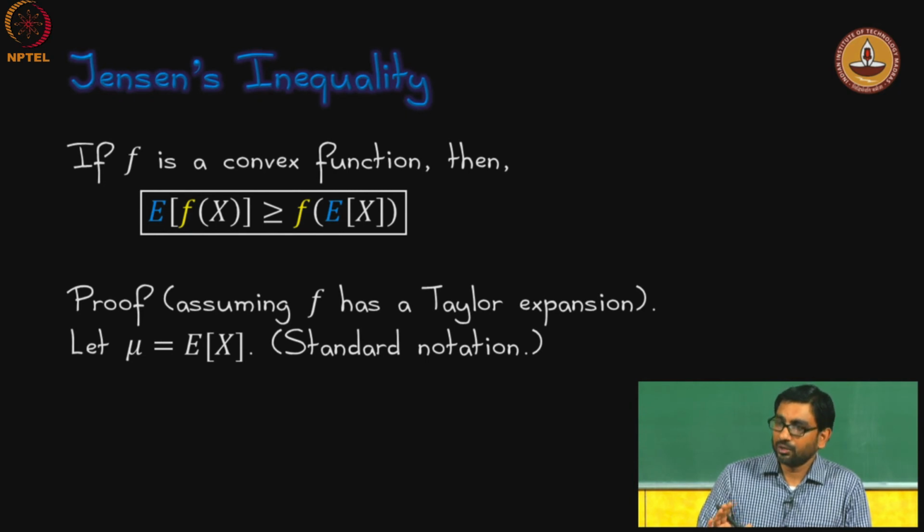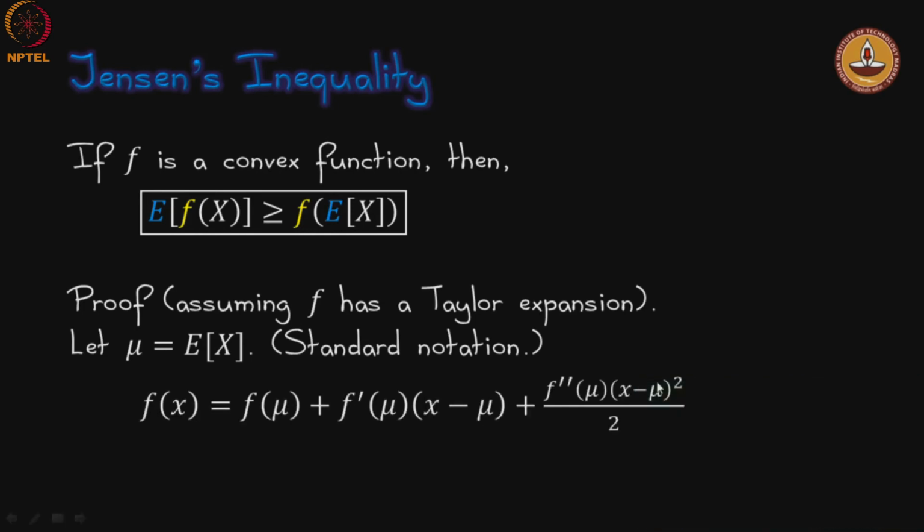So, another standard notation, expectation of x is often denoted as just mu, when the context is clear. Okay. So, I am just going to use mu to represent expectation of x, and remember mu is just essentially a scalar value. So, f of x can be written as f of mu plus f prime of mu times x minus mu, plus the second derivative of f applied at mu times x minus mu squared over 2. This is based on the standard Taylor expansion.